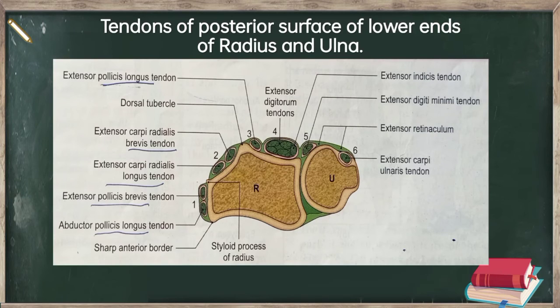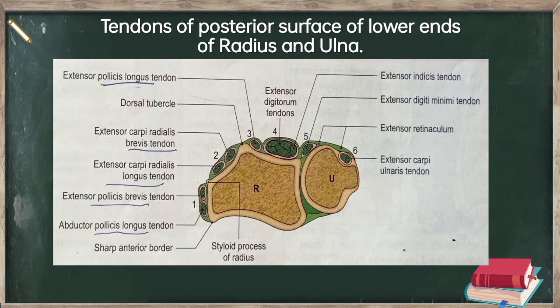Now we'll see the tendons of the posterior surface of lower end of the radius and ulna. So the first groove between the crest like lowest part of the anterior border and the styloid process gives passage to abductor pollicis longus tendon and extensor pollicis brevis tendon. You can see over here.